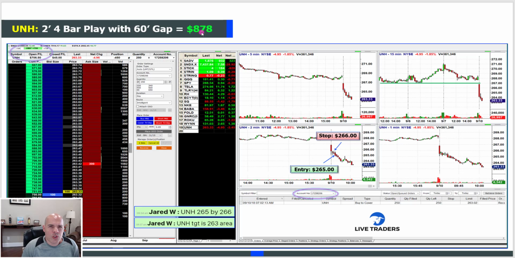UNH, $878, guys. Now take a look, okay? What we have here is a gap down under support. You see the support right here? Gap under it. Wide range igniting bar, 2 consolidation bars. So this is a 4-bar play. There's our entry, 265. Our stop is above them at 266.